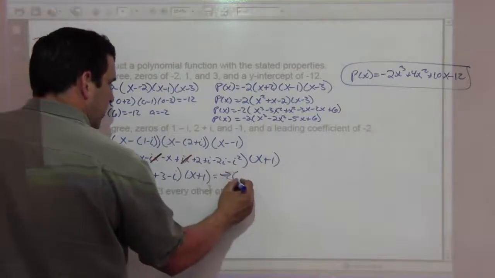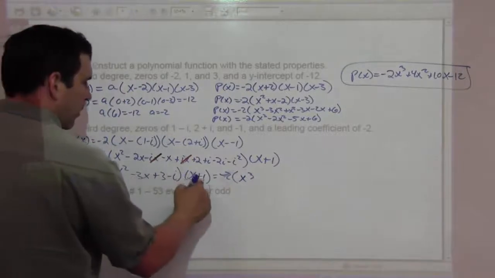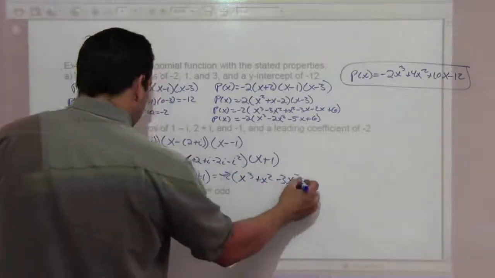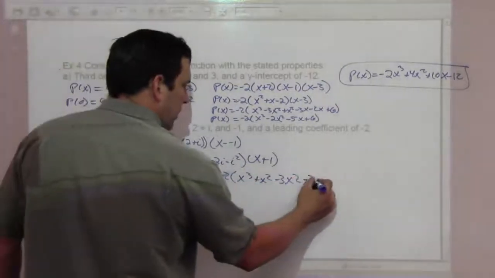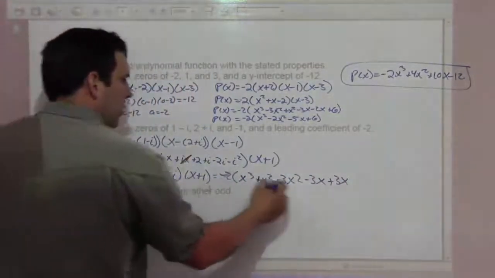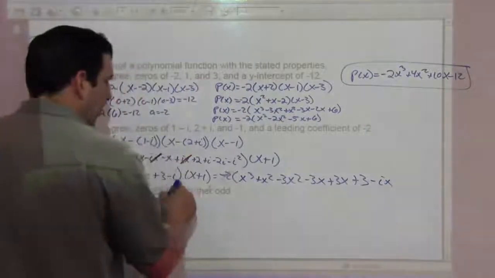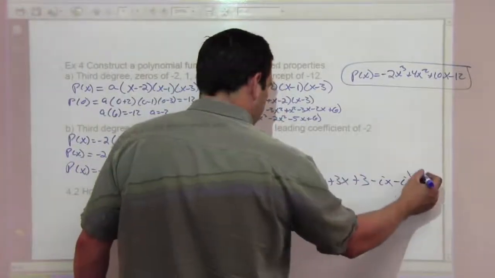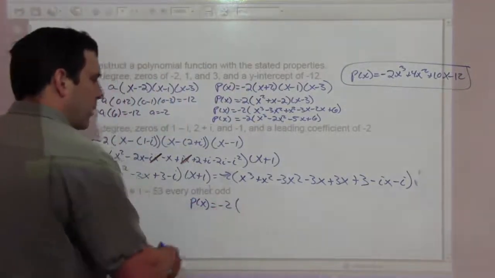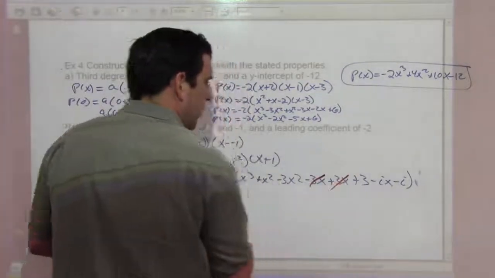We still have a negative 2 out front times x squared times x is x cubed. x squared times 1 is x squared. Negative 3x times x is minus 3x squared. Negative 3x times 1 is minus 3x. 3 times x is 3x. 3 times 1 is 3. Negative i times x is minus ix. Negative i times 1 is minus i. So our p of x is negative 2 times what? Well, this minus 3x squared, minus 3x and plus 3x, they're going to go away.